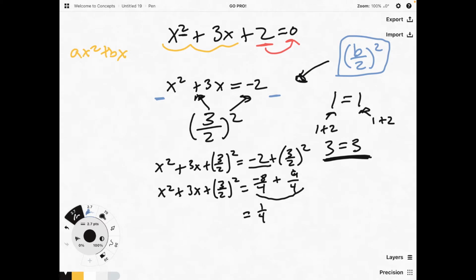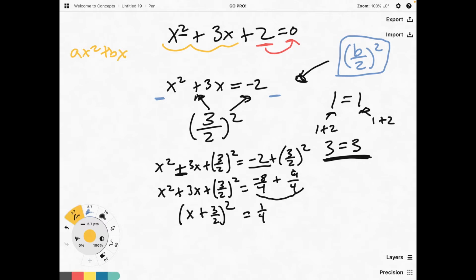Now, with this, we also know from our rule that this can simplify down to x plus 3 over 2 squared. And again, we're using plus because plus is out in front of the b coefficient. Okay?